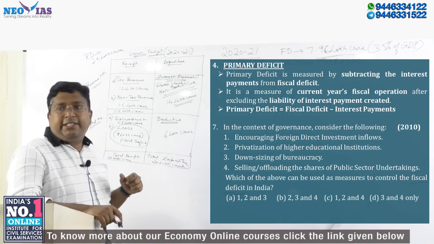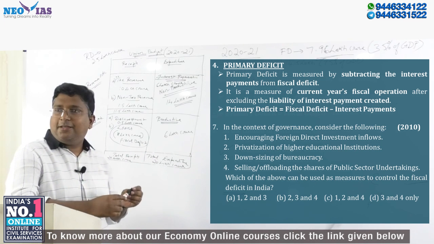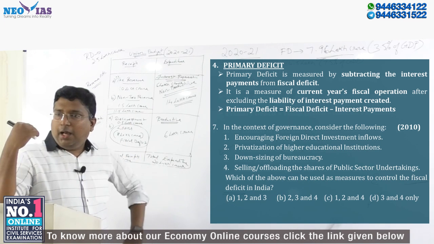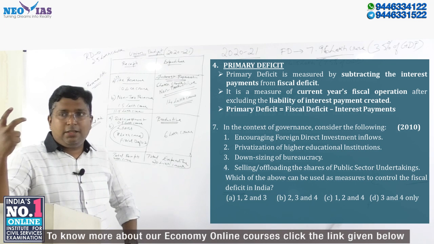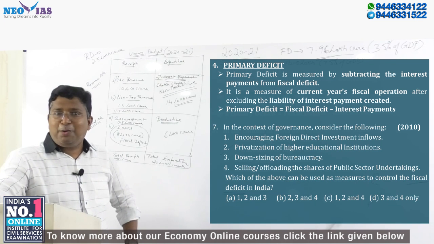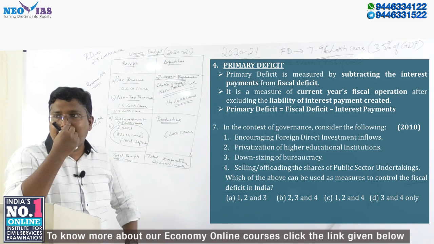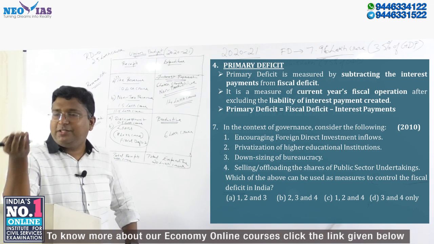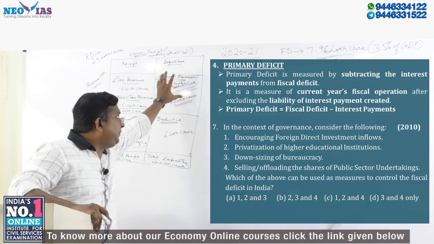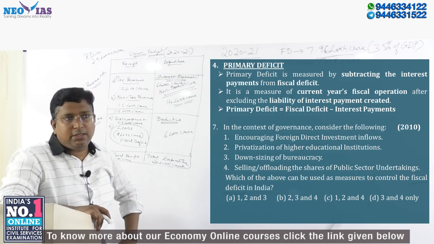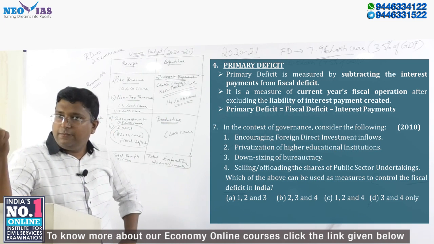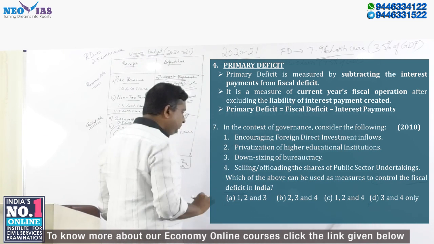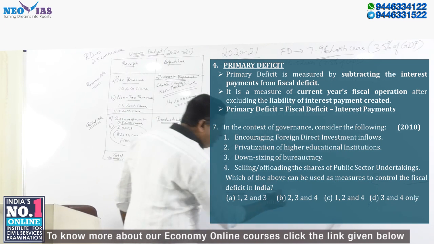Now, downsizing of bureaucracy. What do you mean by bureaucracy? You all are born to become a bureaucrat, civil servant, okay? Downsizing means the government, take your own example, UPSC, instead of taking 1000 candidates, is taking only 500 candidates. So future pension, salary, everything has been reduced. So downsizing of bureaucracy will reduce revenue expenditure. In that way, it can control the fiscal deficit. So the third statement is also correct. So which one can we eliminate? We can eliminate C.